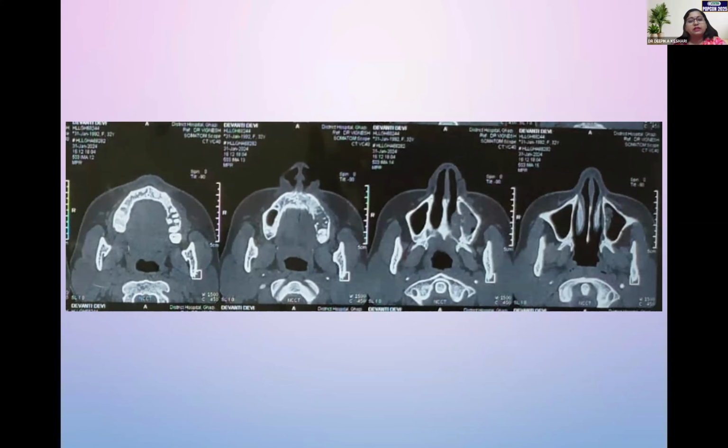So then the patient and the doctor were also confused because many people think that it is an abscess and they start doing RCT.